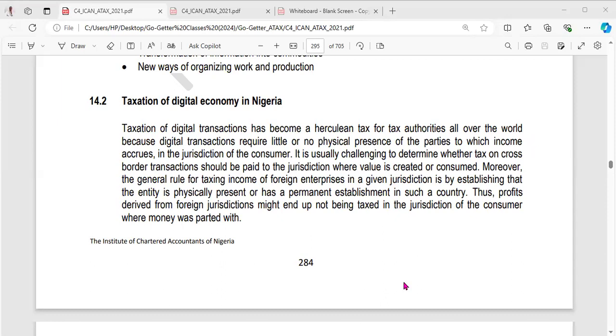We are making use of a YouTube channel to dispense our videos. Value is even created here. Okay, value is consumed here because the value is created by the people who put the YouTube link into place. They have put structures to create value, and we are consuming that, and we are parting money with it. It's not being taxed here. So that's the problem with the digital economy in Nigeria, taxing it.